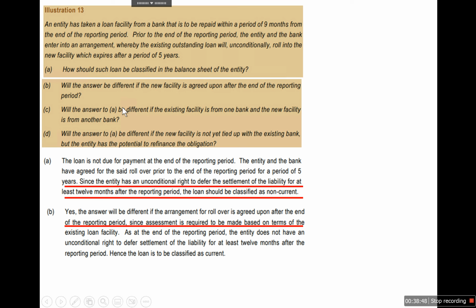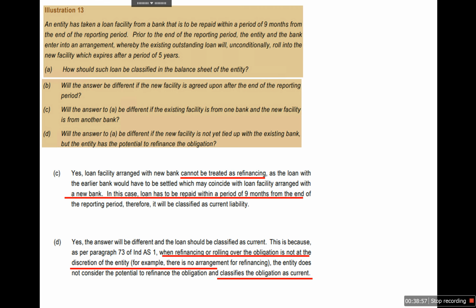So will the answer be different if the existing facility is from one bank and the new facility is from another bank? Let's check. Yes, the loan facility arranged with the new bank cannot be treated as a refinancing because there are different parties to it.